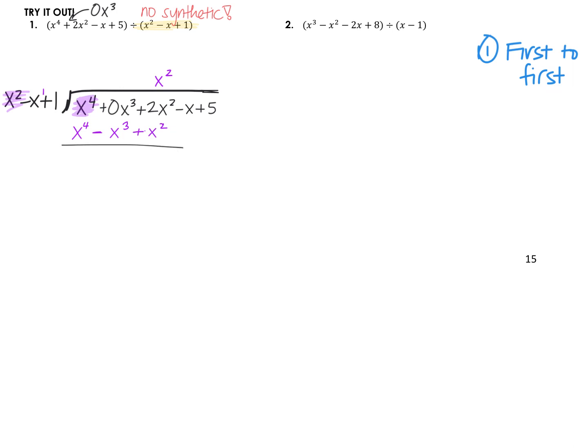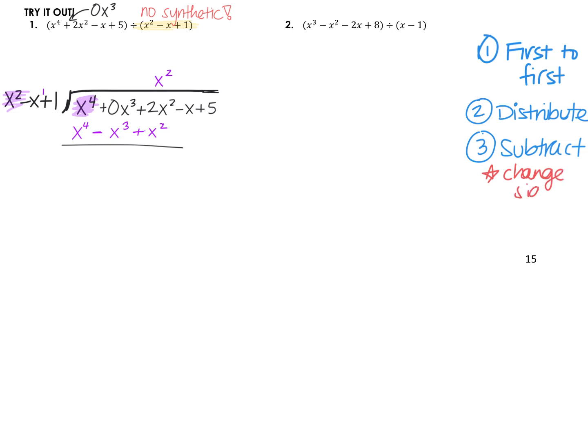Oh, sorry, we missed a step. So we're writing out steps to the side. First to first is what you compare, and then you're going to distribute to everything on the outside. And now the step we're about to do is subtract. What I really mean when I say subtract is I actually mean change the signs, okay? We've done this with polynomials before. You can't just subtract the first term, you gotta subtract all of them.